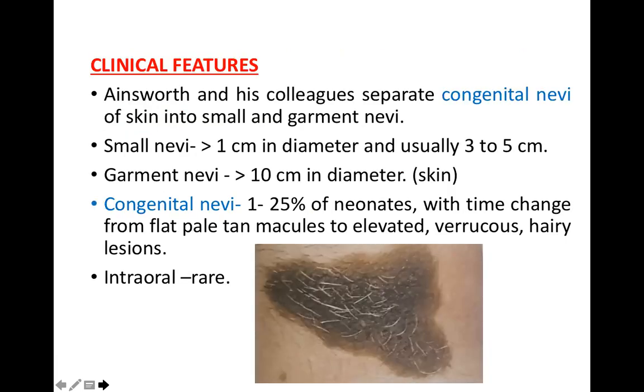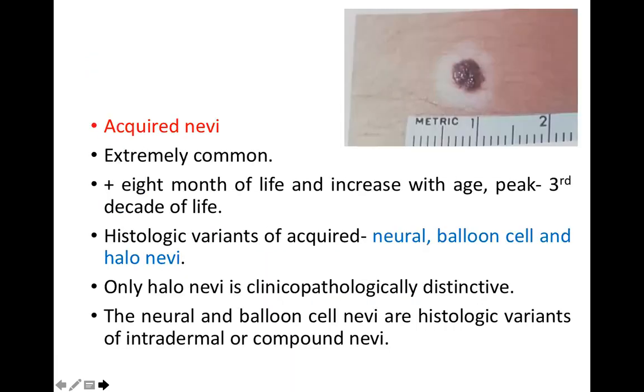So, clinical features. Ainsworth and his colleague separate congenital nevi of skin into small and garment nevi. Small nevi are less than 1 centimeter in diameter, usually 3 to 5 centimeter. Garment nevi are more than 10 centimeter in diameter, seen in skin. Congenital nevi are seen in 1 to 25% of neonates, and with time change from flat, pale, tan macules to elevated verrucous hairy lesions. Intraorally, it occurs rarely.